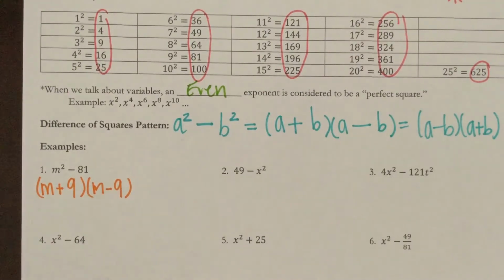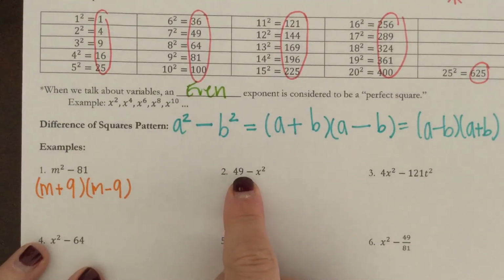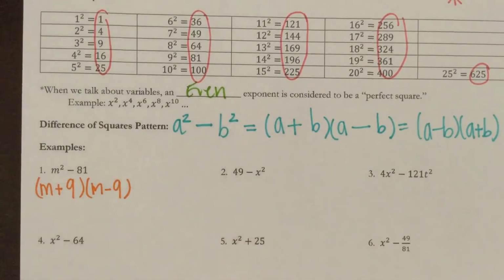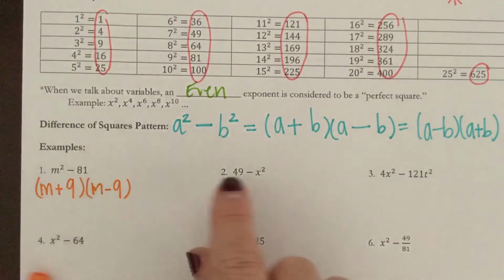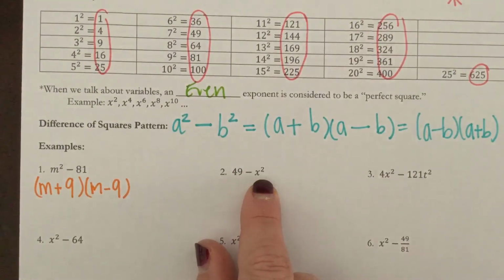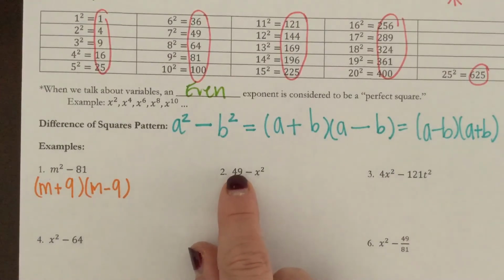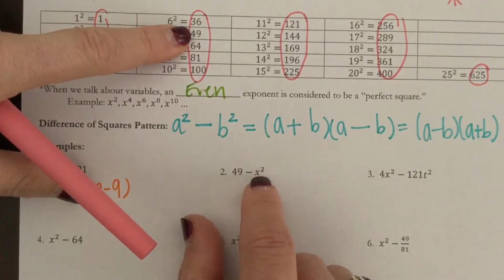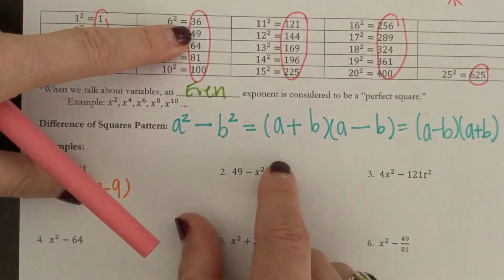In a second example here, look for a greatest common factor first. I don't have anything in common between 49 and x squared. So I move on. The next thing I'm going to check for is a difference of squares. Do I have a difference? Yes. Of two things? Yes. So there's my binomial. And then do I have perfect squares? Well, 49 is listed right here on the list. And I know that x squared is a perfect square because it's got an even power.